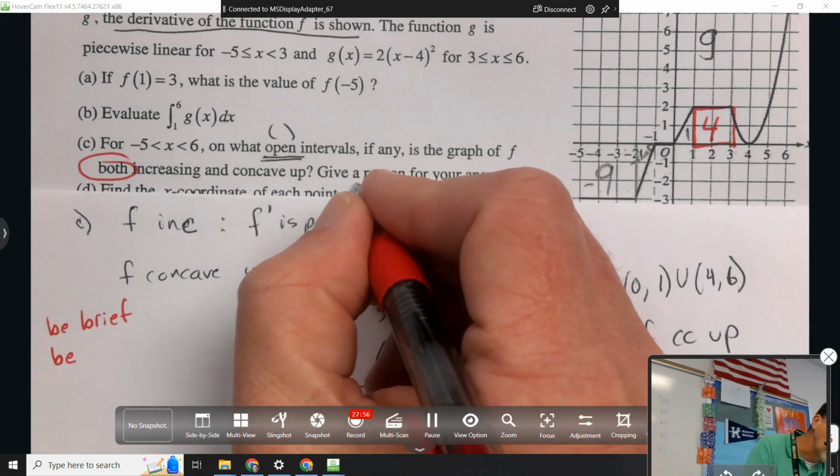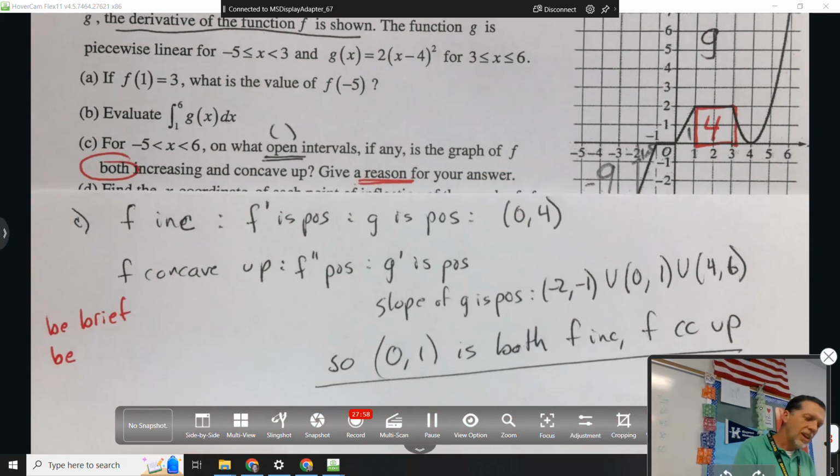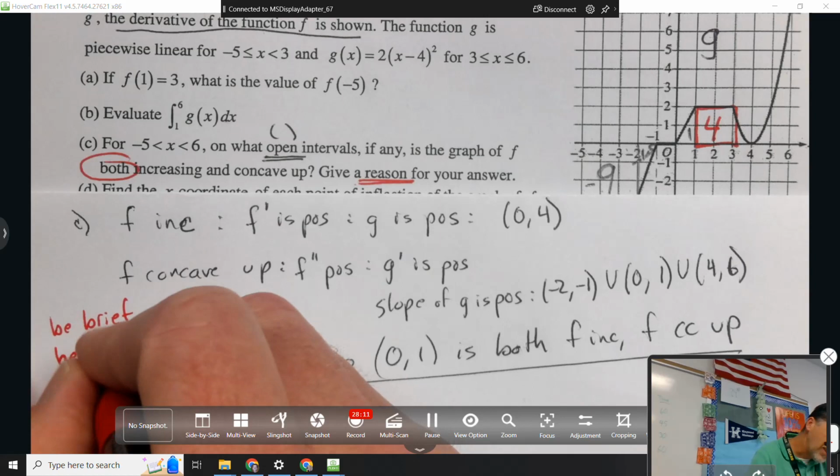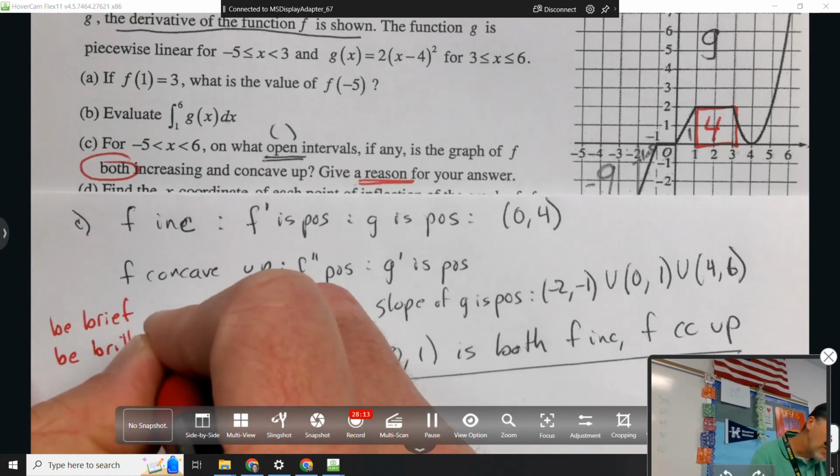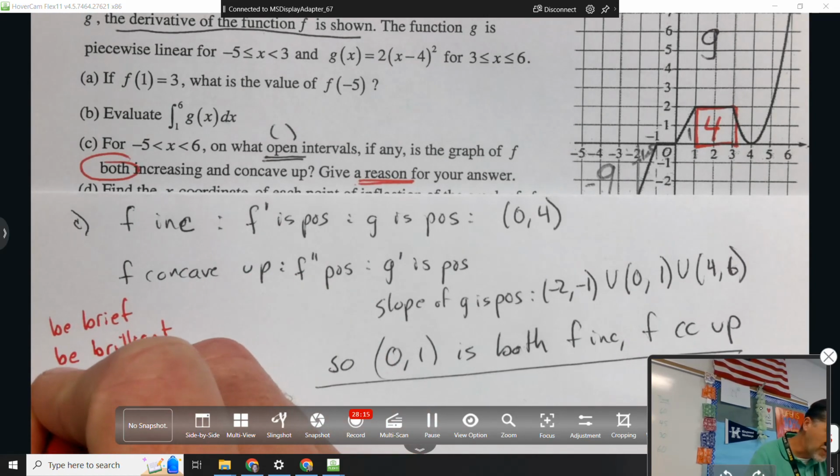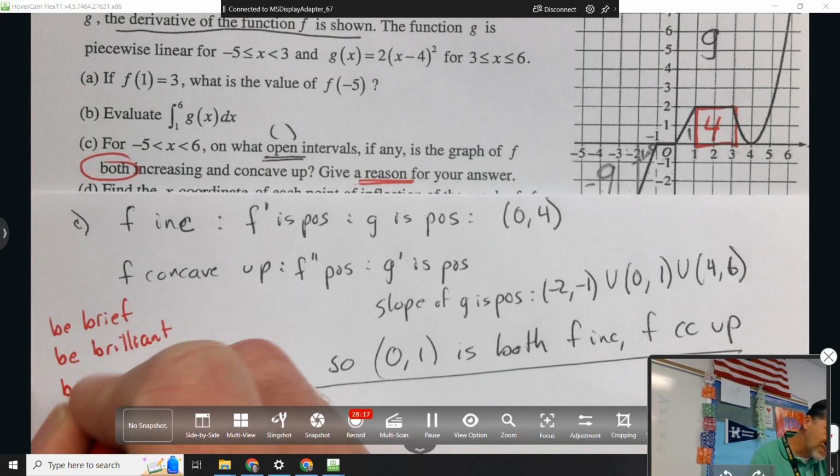Be brief, be specific. Because sometimes students are like, oh, let me give you a reason and write a paragraph. Like, no, I don't want a paragraph. I just want the calculus reason. And it might be very brief. So his response is, be brief. Oh, I think I'm getting this right. Be brilliant and be gone.